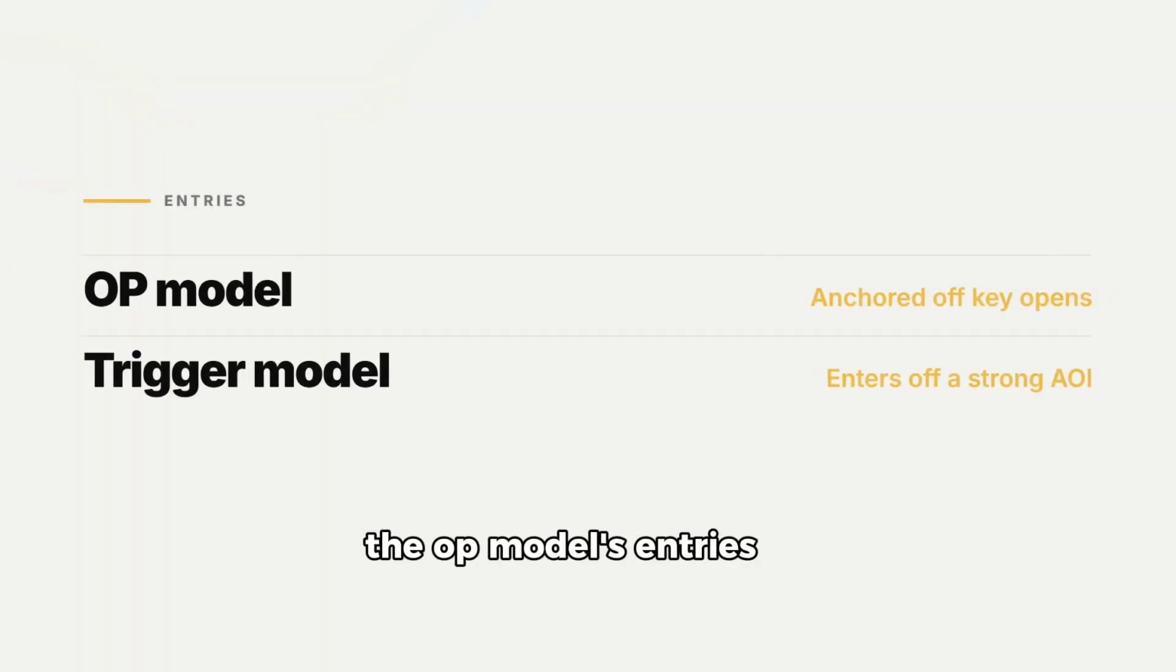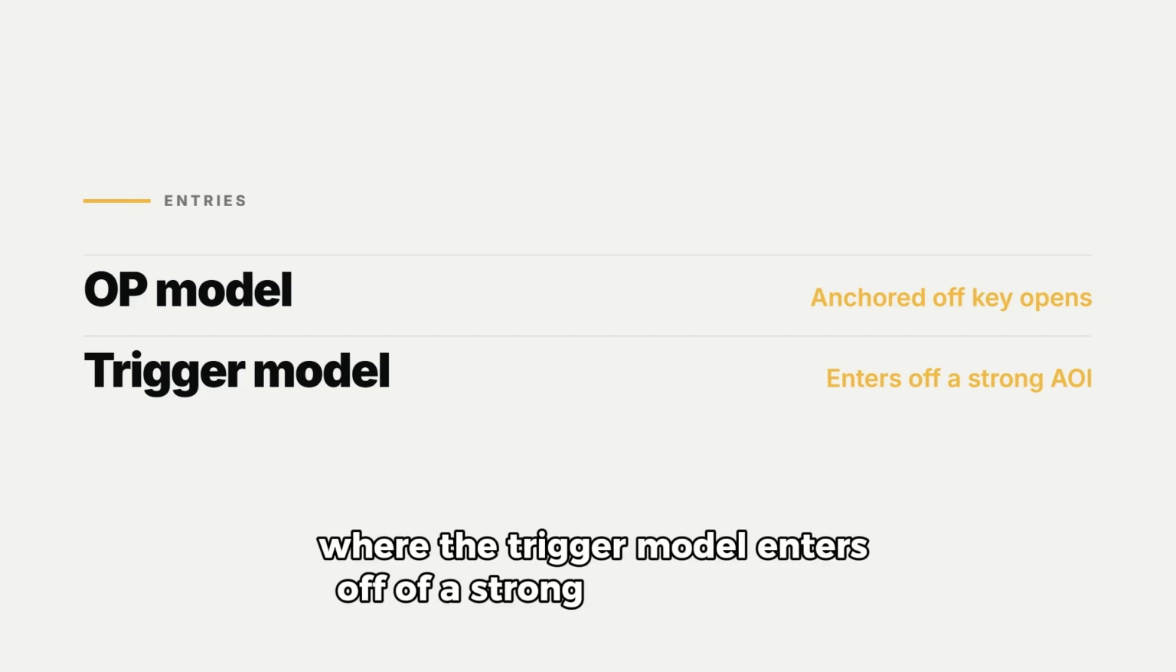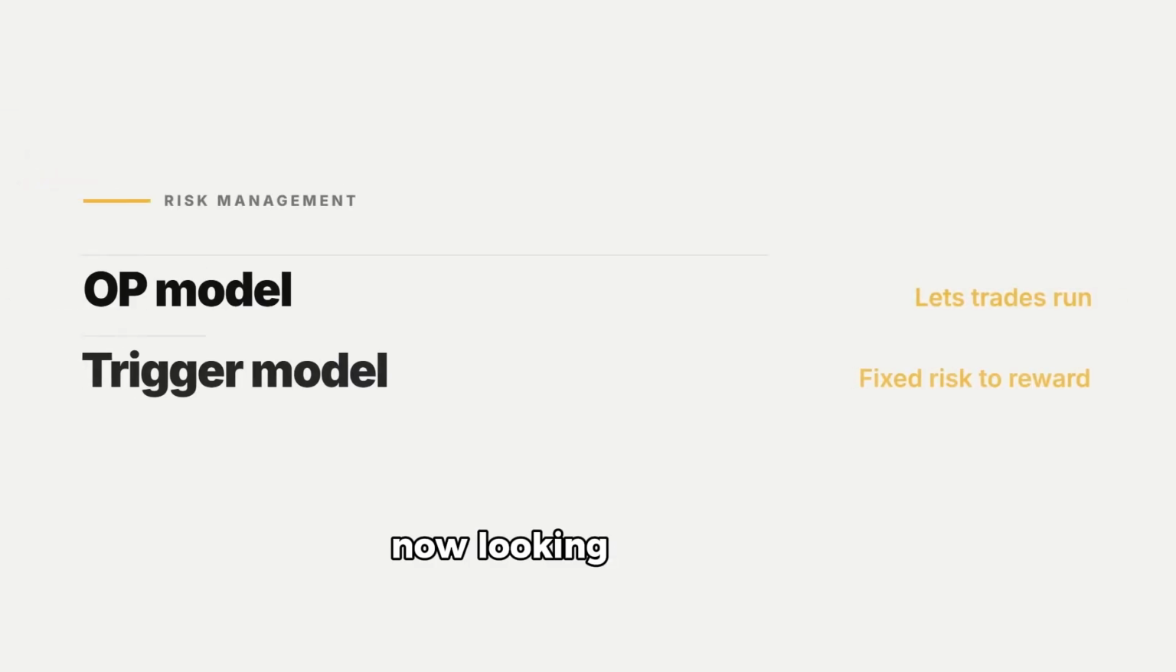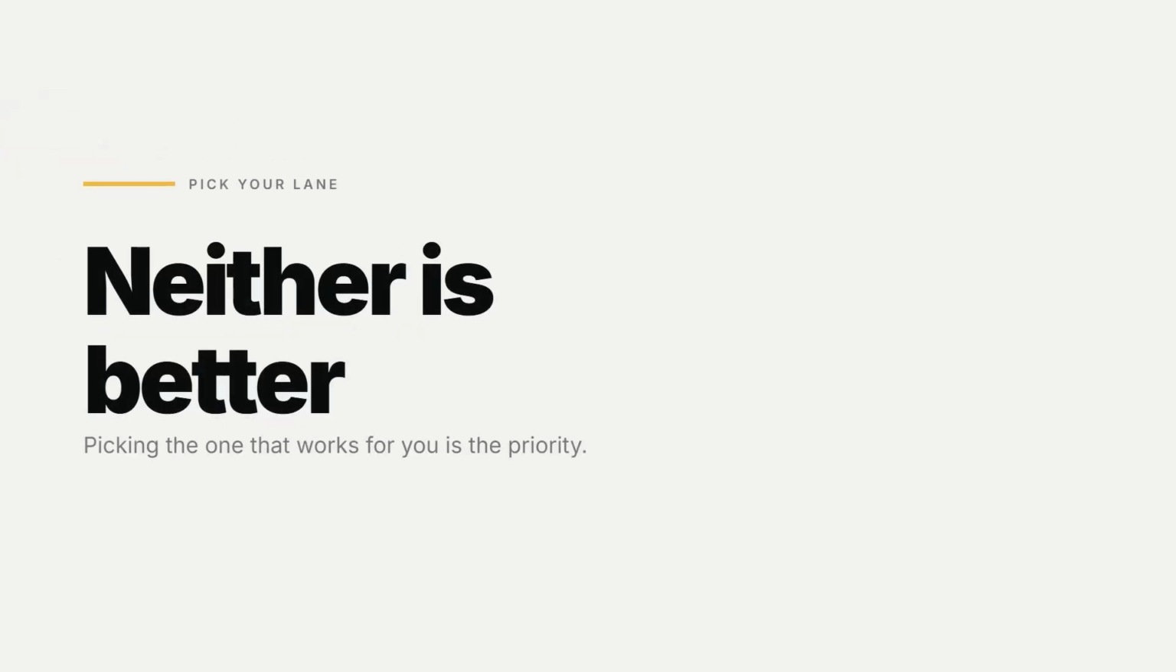The OP model's entries are anchored off of key opens, where the trigger model enters off of a strong area of interest. Now looking at the risk management, the OP model is open to letting trades run longer, while the trigger model has a set RR. Neither model is better than the other, but selecting which model works best for you is priority.